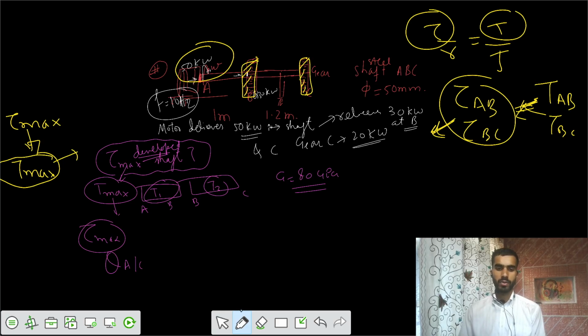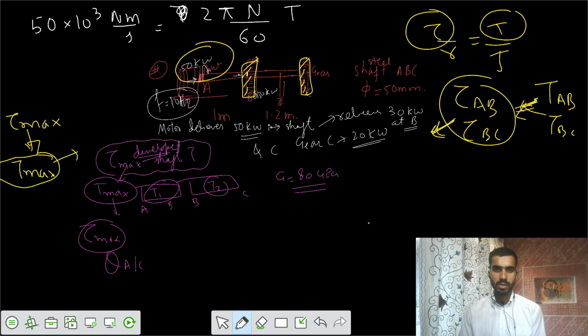So I would convert that to torque. If you have 50 kilowatts power, I can write it as Newton meter per second. This is your power, and that equals the equation we know, 2 pi nT by 60. So what is the value of n? That's revolutions per minute. But the data was provided in terms of 10 hertz.